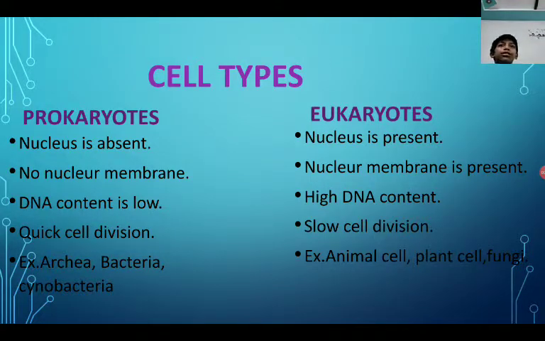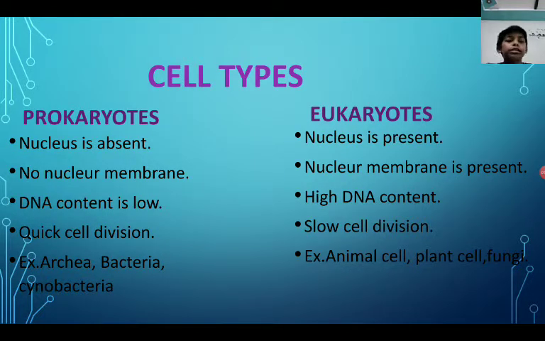Cell types. Cells are of two types, prokaryotes and eukaryotes. Prokaryotes are generally single-celled organisms and eukaryotes are generally multicellular organisms. In the prokaryote, the nucleus is absent. There is no nuclear membrane and the DNA content is low. There is quick cell division, meaning they multiply very quickly, and their examples are archaea, one of the first organisms that appeared on the earth, and the bacteria and cyanobacteria.